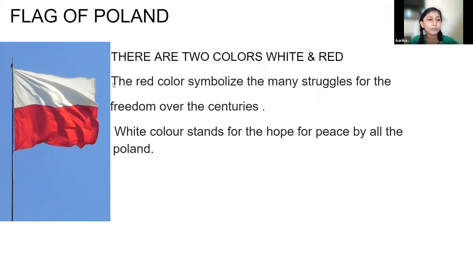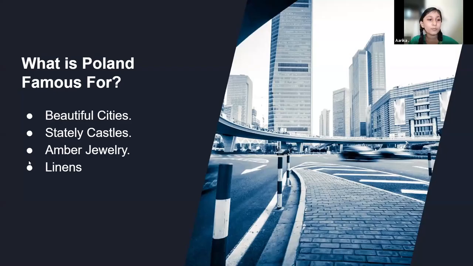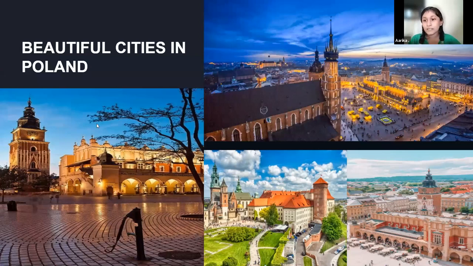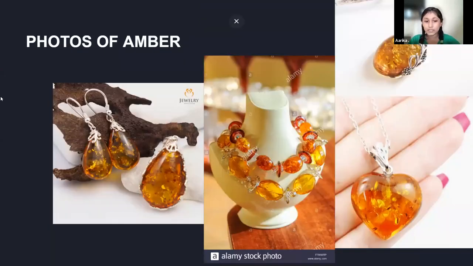What is Poland? It's beautiful cities, statues, amber jewelry, and linens. Beautiful cities in Poland. Stately castles. These are the stately castles in Poland. And this is amber jewelry. It is a yellow colored gemstone. It's very famous there. Linen photos.